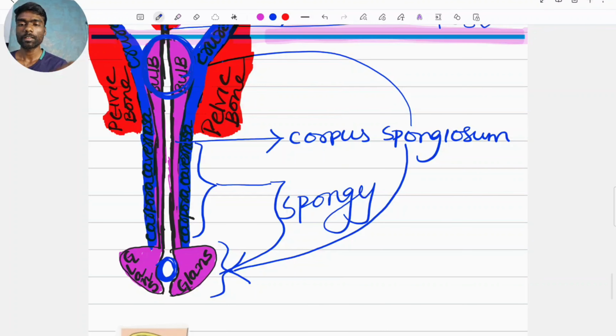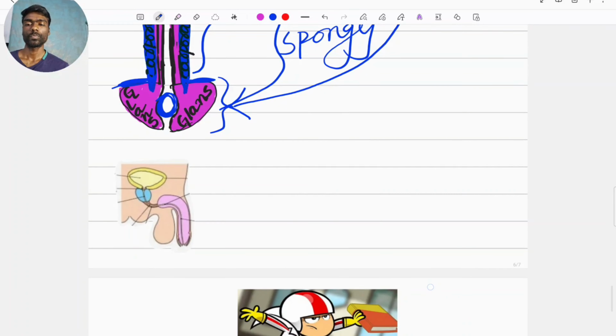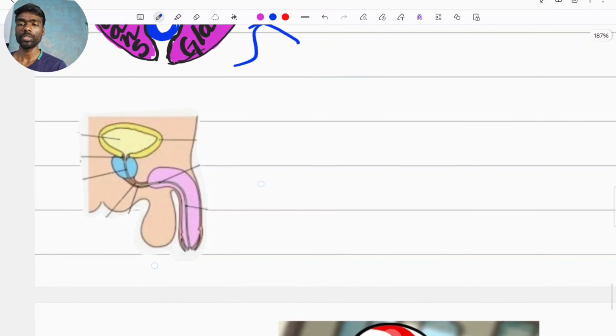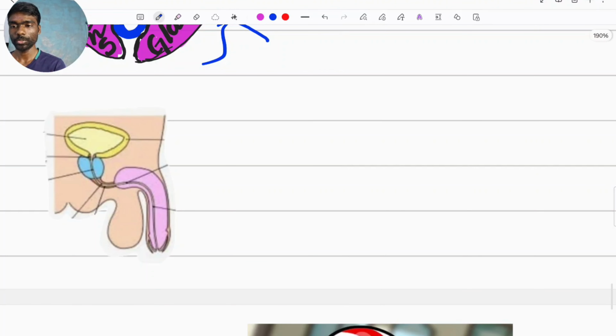The corpora cavernosa end before the glans, and get incorporated into the glans through their tapering ends. This ridge or border of the glans, where it meets the shaft of the penis, is called the corona of the glans. I have already told you the male urethra is double curved. Here you can see the first curve and here you can see the second curve.